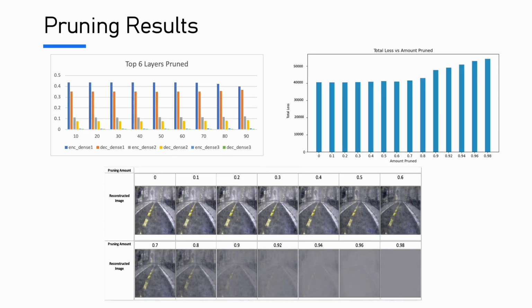This slide shows the results obtained after pruning the network. It can be observed that the total loss does not deteriorate until even about 80% of the nodes are pruned. In addition, a similar observation can be made from the reconstructed images. From the plot on the top left, the top 6 layers pruned were also plotted. It shows that the dense layer 1s in both the encoder and decoder were the layers which were pruned the most.